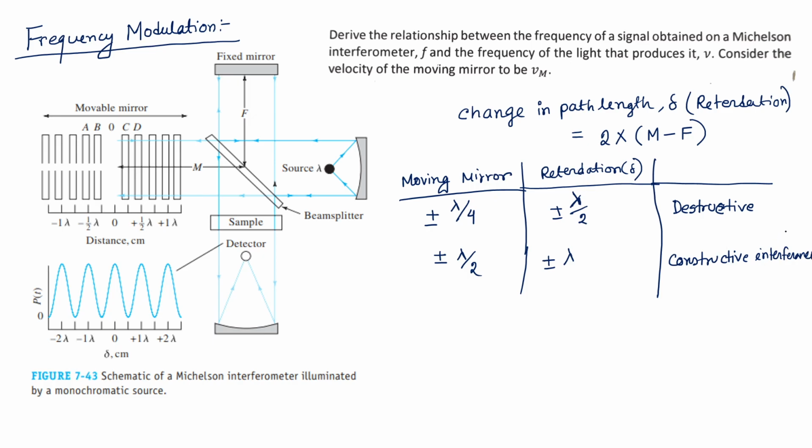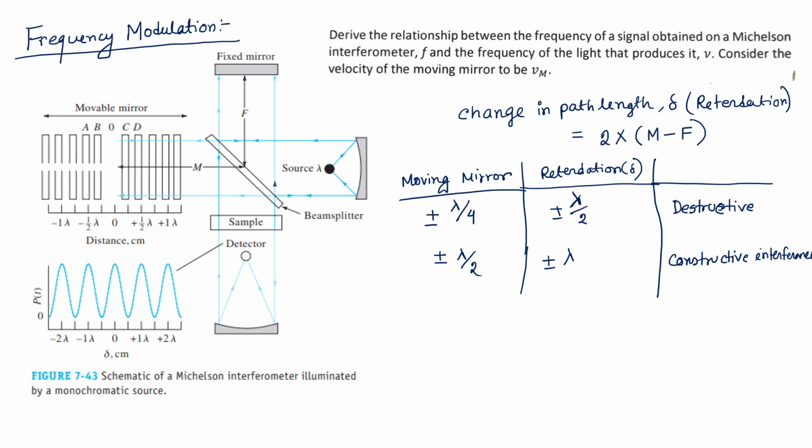Okay. Depending on that, if we see the y-axis is power and x-axis is delta retardation, you can get a beautiful cosine curve. Where at zero, you are going to get intense light, right? Because of the constructive interference. Then again, when you move to lambda by 2, retardation is lambda by 2, you are going to get a destructive interference, 0.